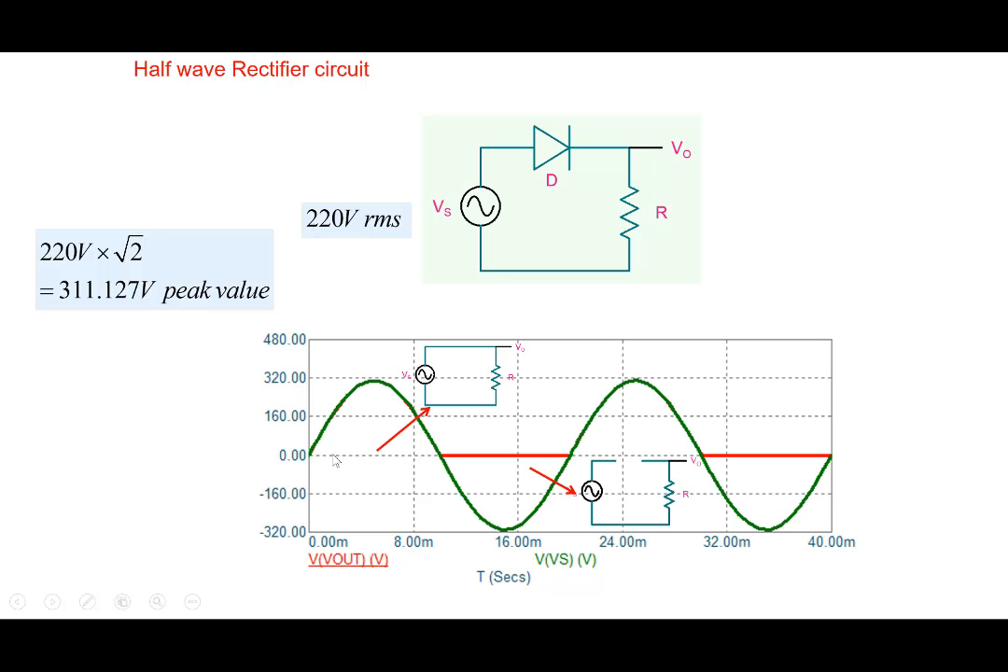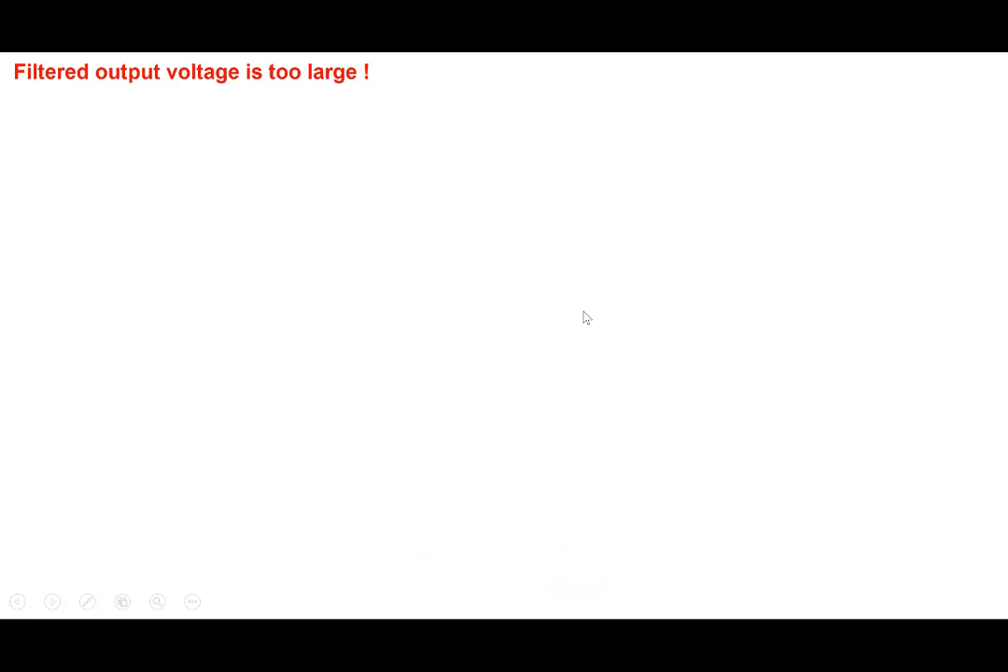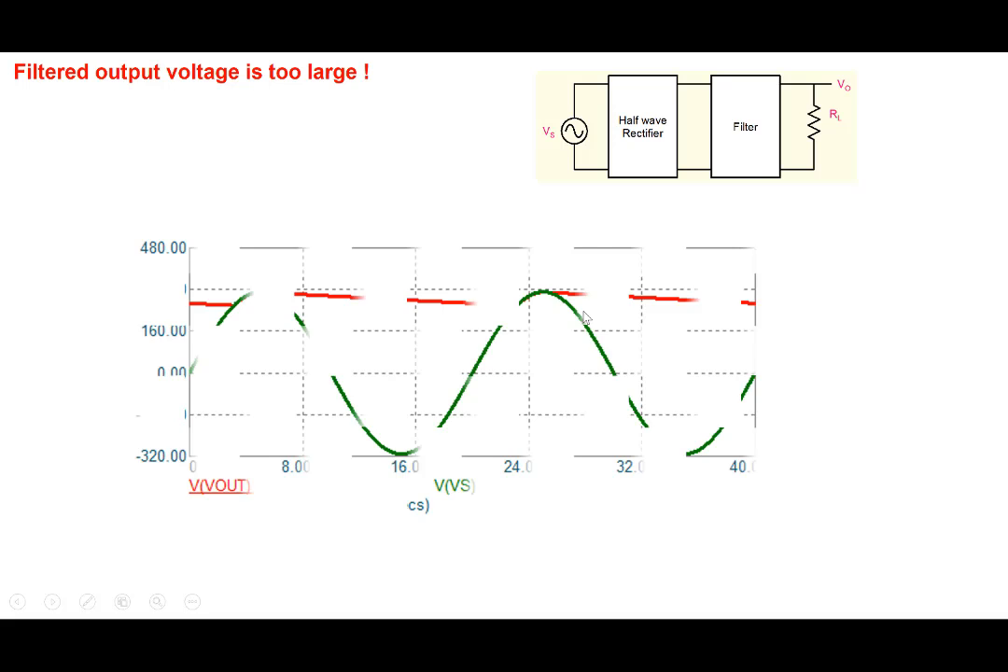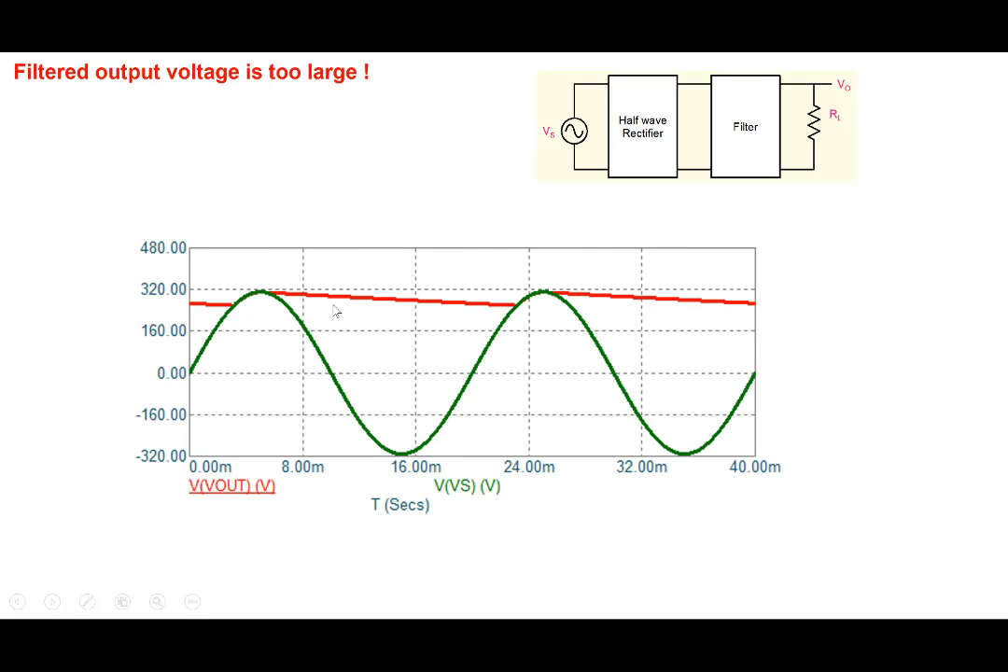But note that even if we filter it, let's say we connect a filter, the output that we will get will be close to the peak value, which is very large for most applications, portable applications for which we require DC charging. The value of the output voltage may be 5 volts or 6 volts or 12 volts. So this is very large here.